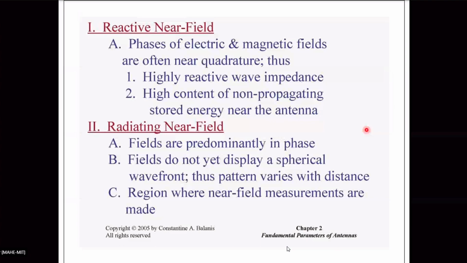Radiating near field: fields are predominantly in phase. Fields do not yet display a spherical wavefront. Thus, the pattern varies with the distance. This is the region where near field measurements are made.